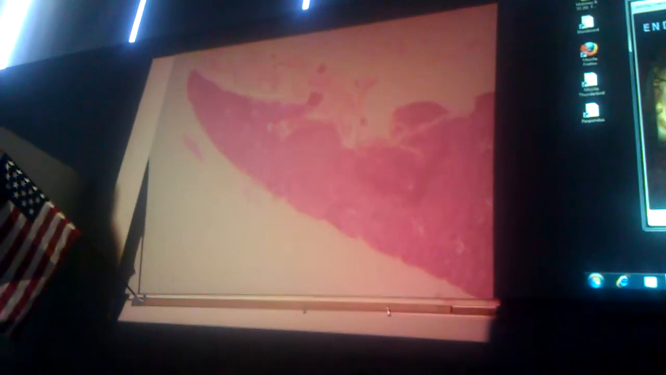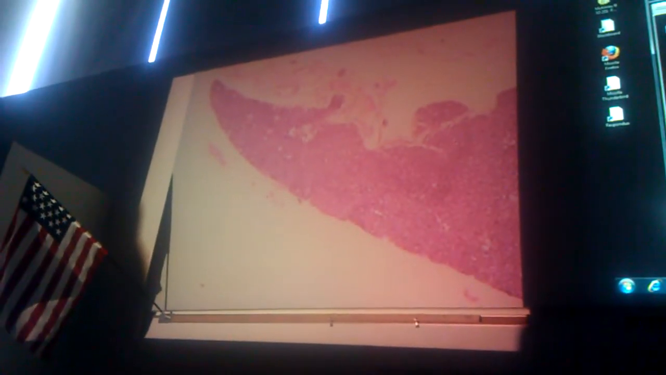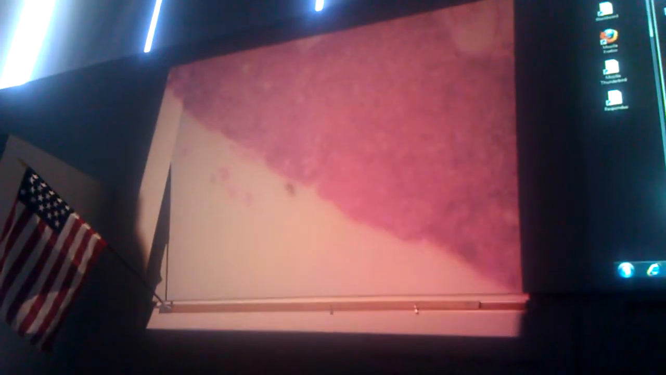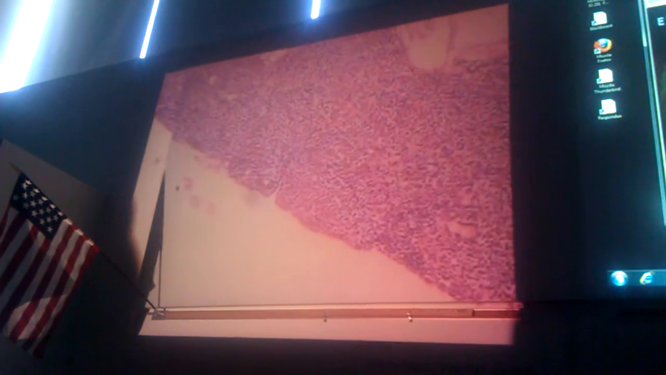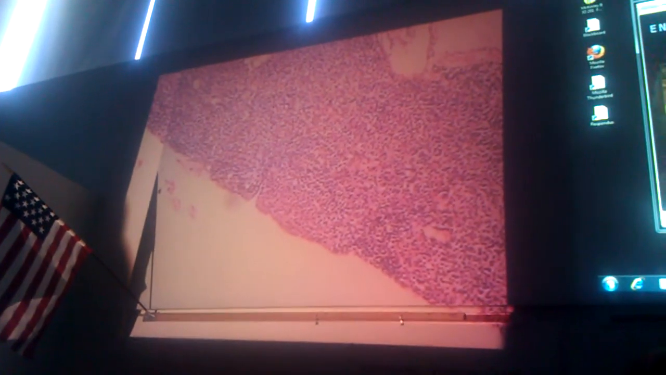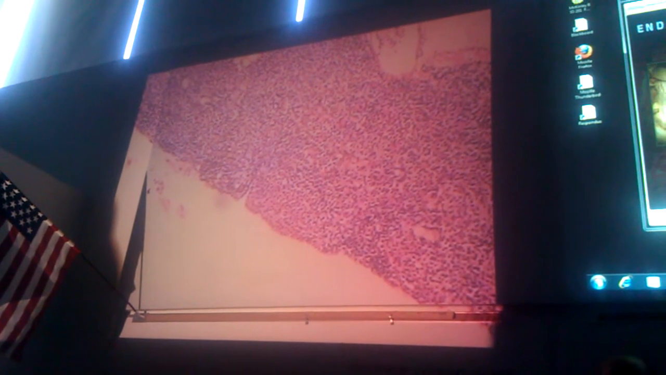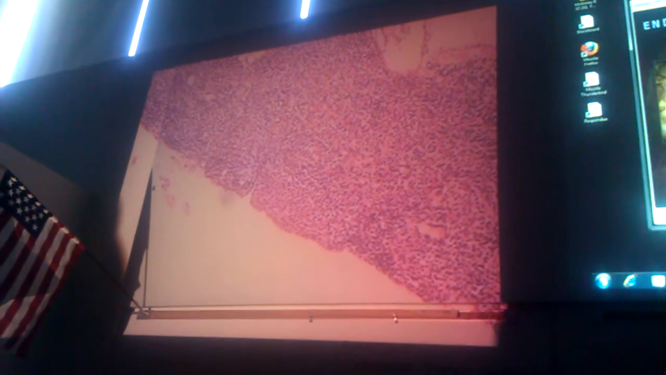Then we have parathyroid. Parathyroid produces parathyroid hormone from chief cells, and it has two different kinds of cells, chief cells and oxyphils. Chief cells have a large circular nucleus and very clear cytoplasm. They're making the hormone. Oxyphils have a pink-stained cytoplasm, and it's unknown what they do.